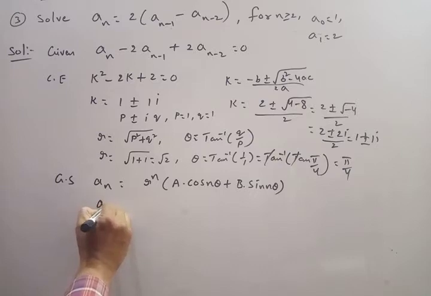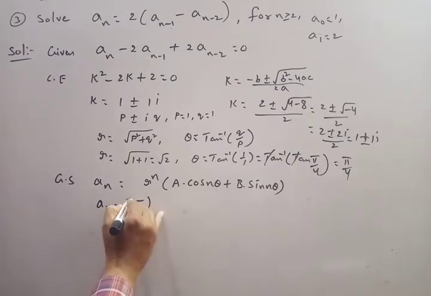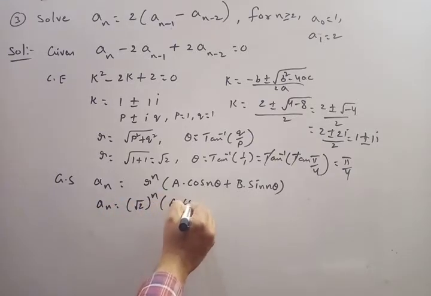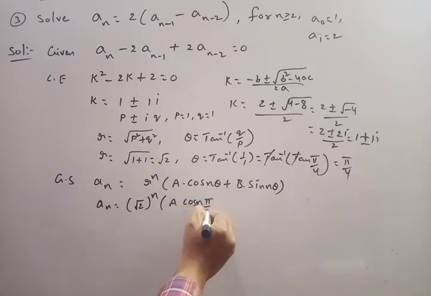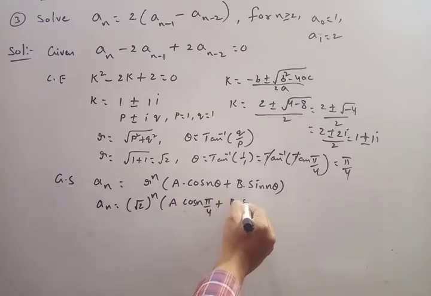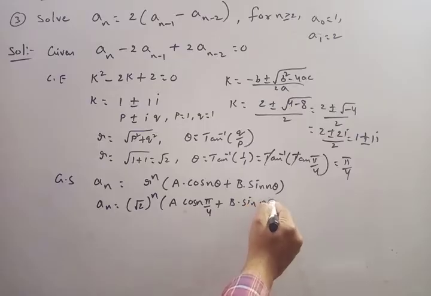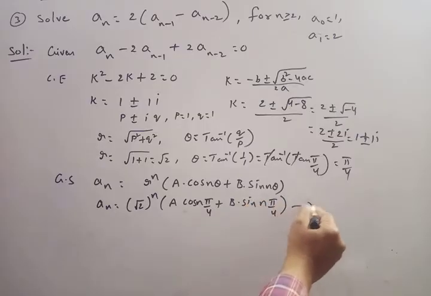Now an is equal to, r value is how much? Root 2 whole power n. a we don't know. cos n theta is how much, ma? cos of n pi by 4 plus b sin n theta, how much, ma? sin of n pi by 4. Mark it as equation number 1. This is our general solution.